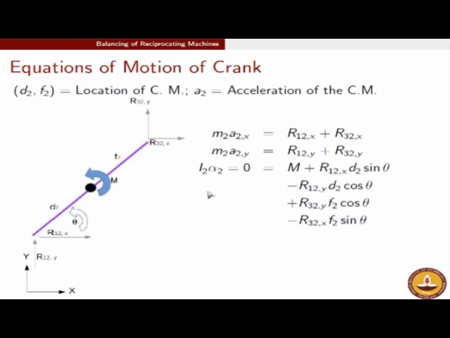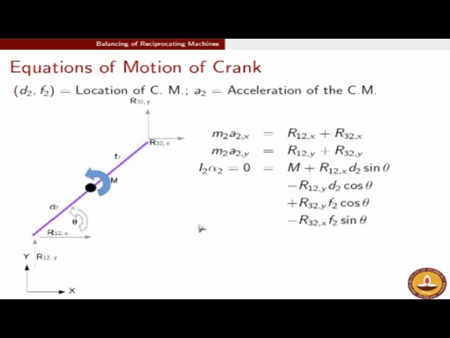So I2 is the polar moment of inertia about the center of mass of this crank. So I2 times alpha 2. Remember, we have already assumed that we are interested in the situation where the crank is rotating at a constant angular speed. So therefore the angular acceleration of the crank is 0. So I2 alpha 2 should be 0, which means the sum total of all moments acting on the crank should give us a 0. So what are the moments?